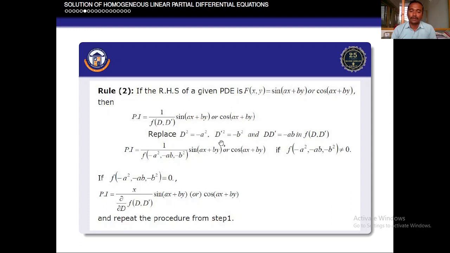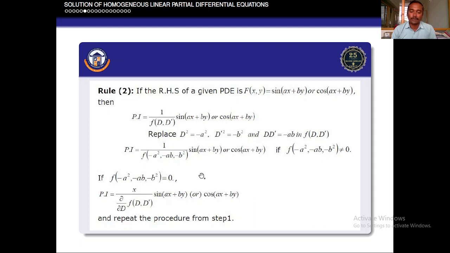Here d square is replaced by minus of x coefficient square, that means minus a square. D dash square is replaced by minus of y coefficient square, that means minus b square. Whereas d and d dash is replaced by minus of multiplication of x and y coefficients, minus ab. It is applicable only when f of minus a square comma minus ab comma minus b square is not equal to 0.